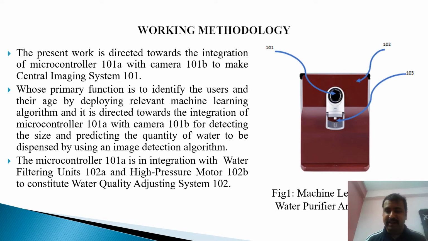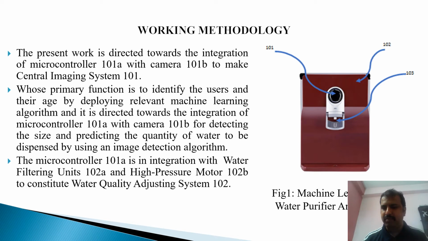While coming to the working methodology, the present water purifier and dispensing system is divided into three major parts, that is 101, 102 and 103. The 101 is a central imaging system. That central imaging system further consists of two major components, that is microcontroller 101A and a camera 101B.